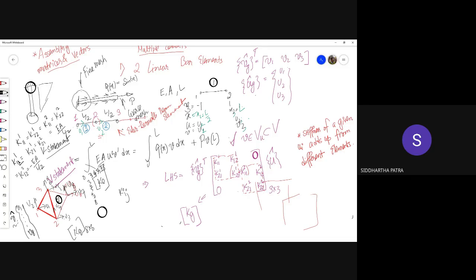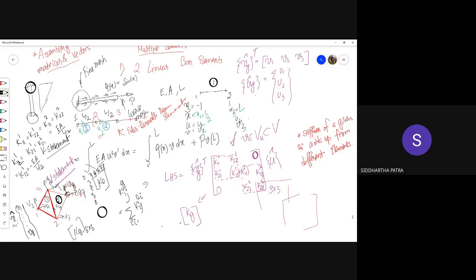Every ij term in the global stiffness matrix is a summation of the ij terms for each element. Chances are some of the terms will not be present in a given element. For example, the 7-8 term or 7-7 term or 8-8 term or 8-7 term would not be there in the first element. So we assume that term to be 0. That means this element doesn't contribute to stiffness on this node.